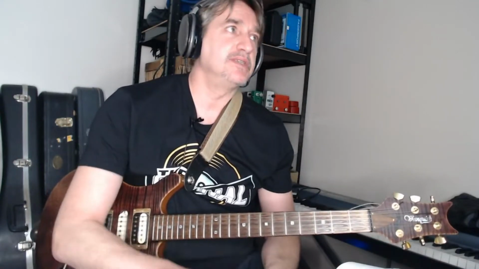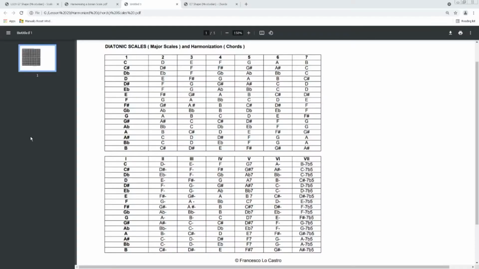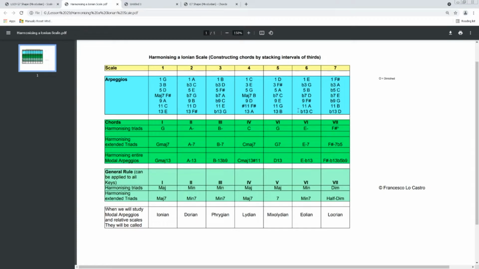Now, let's go back to another chart that explains the extensions that we have. So when we harmonize the Ionian scale, and again, if you don't know much about this, please refer to lesson 16 where I explained it. By the way, I spotted a couple of mistakes. This should read G, and this should read D, and this should read D7. It's just a spelling mistake. Probably by the time you see this, I will have corrected it on the PDF that I uploaded. This is correct, by the way.